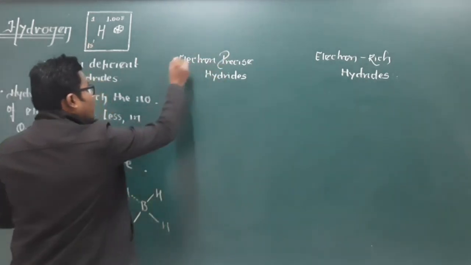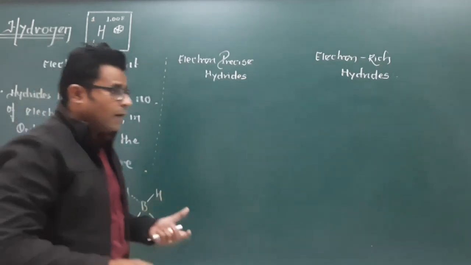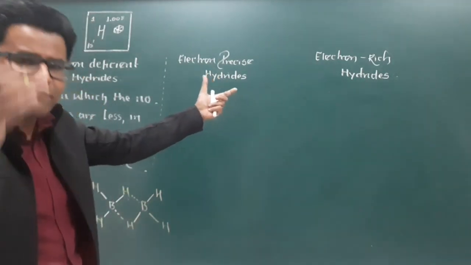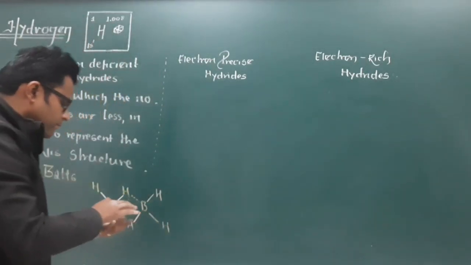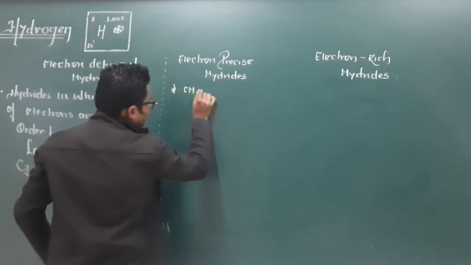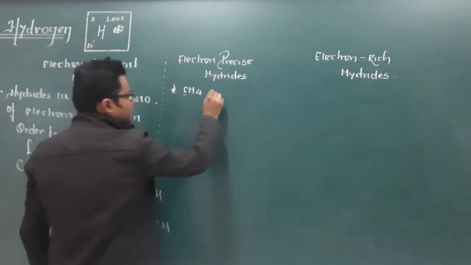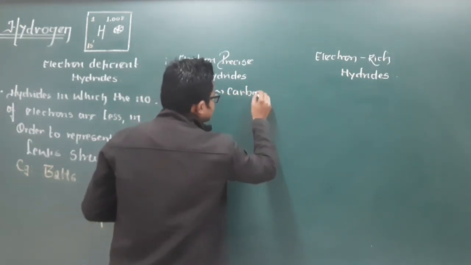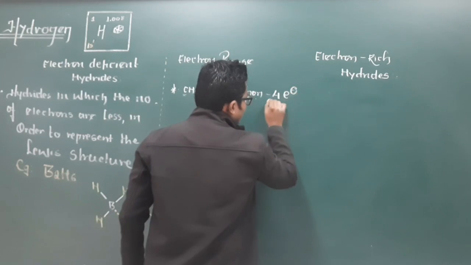Alright, so going forward with the next one, that is called the electron precise hydrides. These are the hydrides wherein the number of electrons is exactly what is required for us to represent a Lewis structure. For example, let us say that we have CH4, a simple methane, right? So when we speak about the carbon in this particular case, carbon in its excited state has 4 valence electrons.